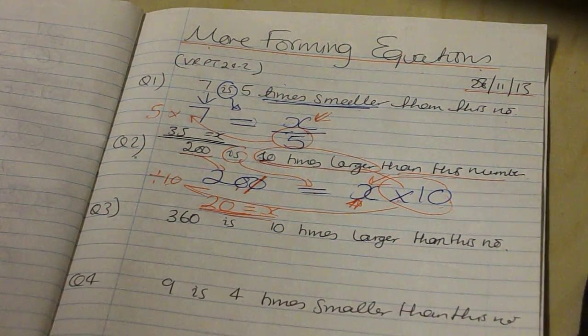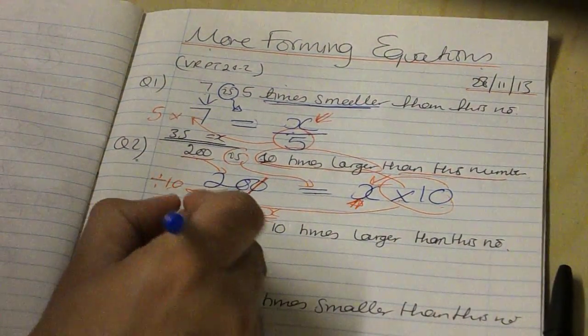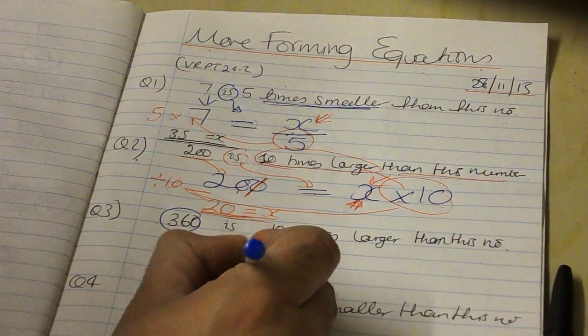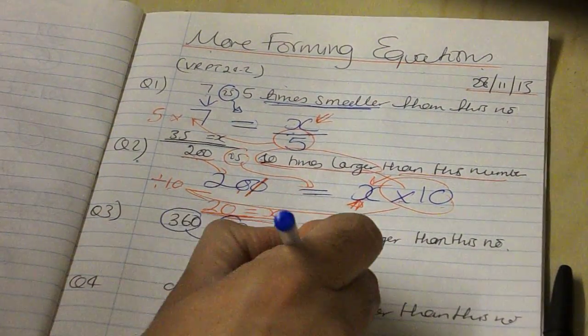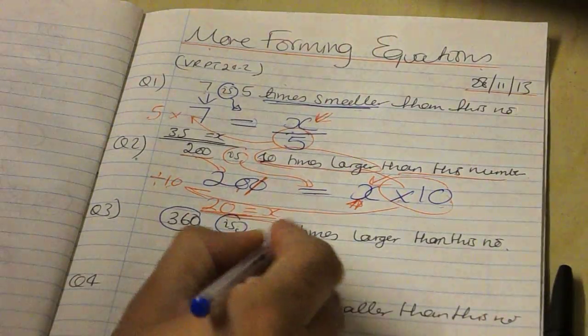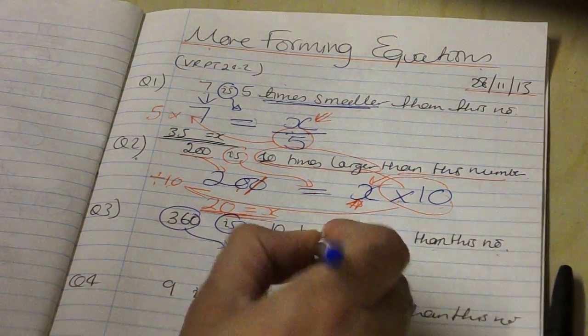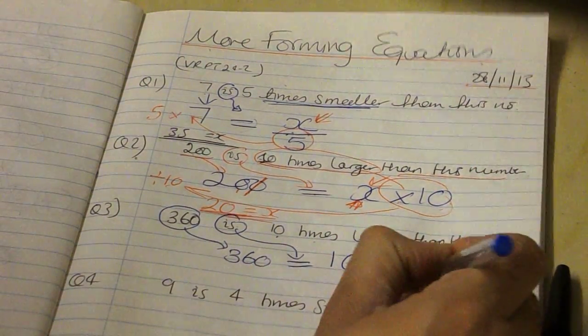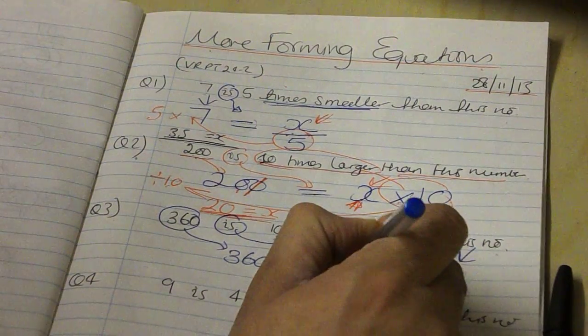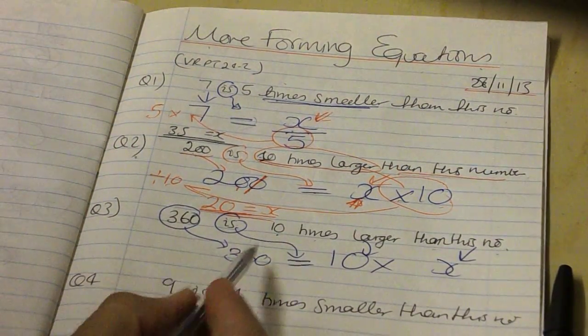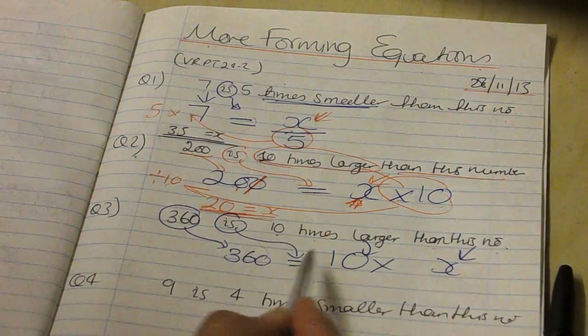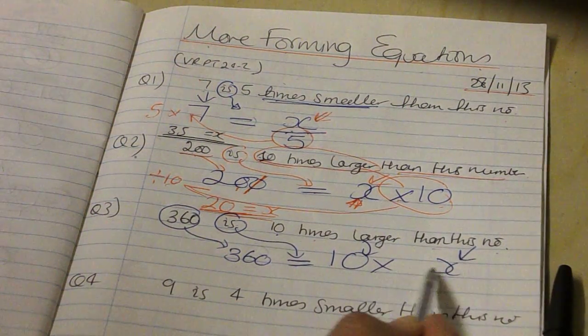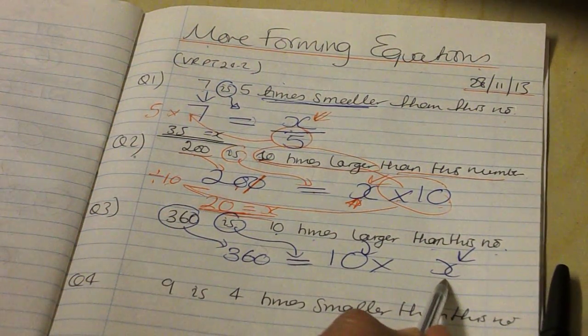Now the next question. So we say 360 goes here. 360 is equal to 10 times larger than this number. So 10 times this number. Done. 360 is 10 times larger than this number. We multiply it by 10.